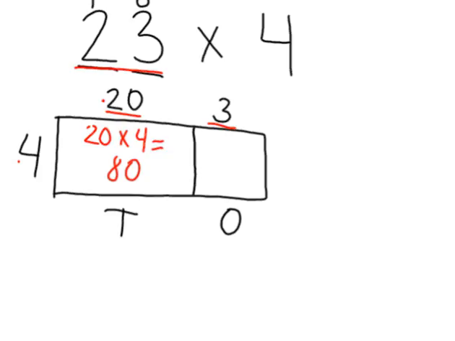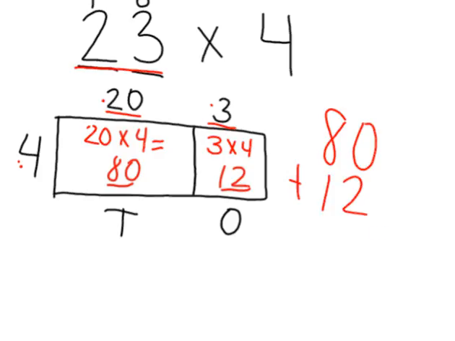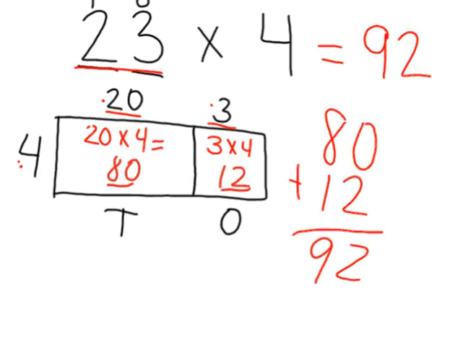Now I'm going to multiply my 3 times my 4. So 3 times 4 is a math fact we already know, which is 12. That's my second partial product. Now I'm going to add my 2 smaller products, or my partial products, together. That gives me 80 plus 12 is equal to 92. Therefore, the product of 23 times 4 is equal to 92.